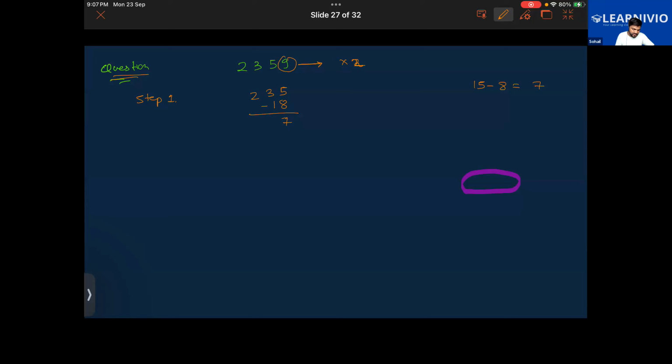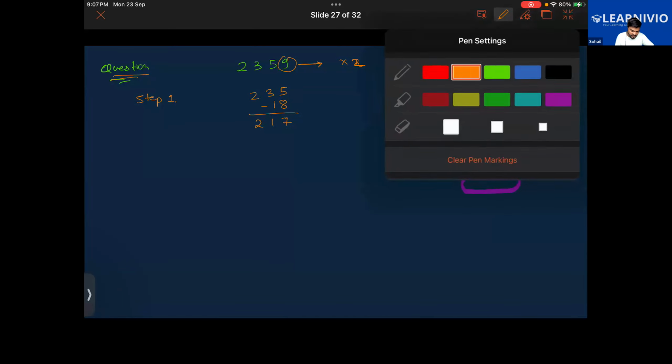Then you have 2 left. 2 minus 1 is 1, and you write down 2 here. Now 217 is left here. We are still unsure whether it is a multiple of 7 or not. Are you sure about it? No. You have to multiply 7 by 2.